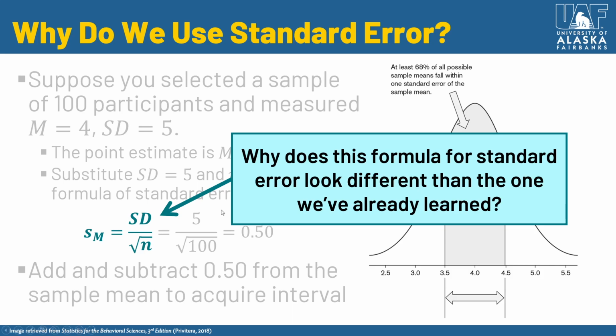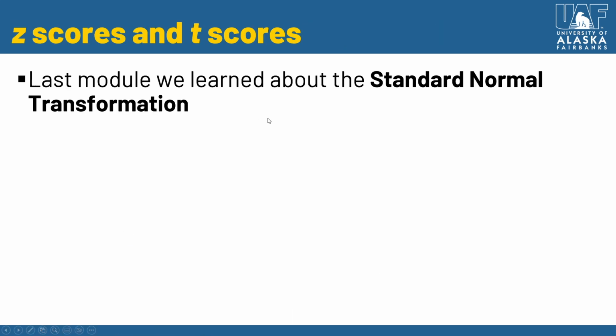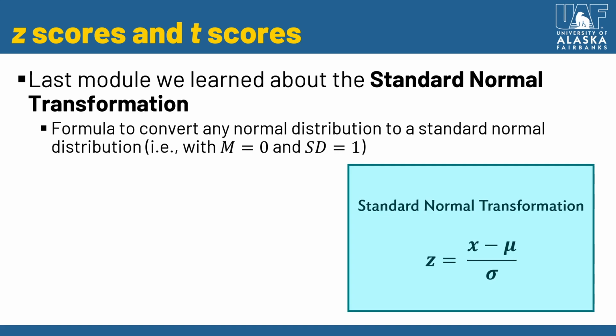Well, let's talk about that. In the last module, we talked about the standard normal transformation, the standard normal distribution, and z-scores, all of which should hopefully be reviewed at this point. We were using the standard normal transformation as a formula to convert any normal distribution to a standard normal distribution with a mean of 0 and a standard deviation of 1. That was helping us calculate z-scores, because z represents those standard deviations in the standard normal distribution.